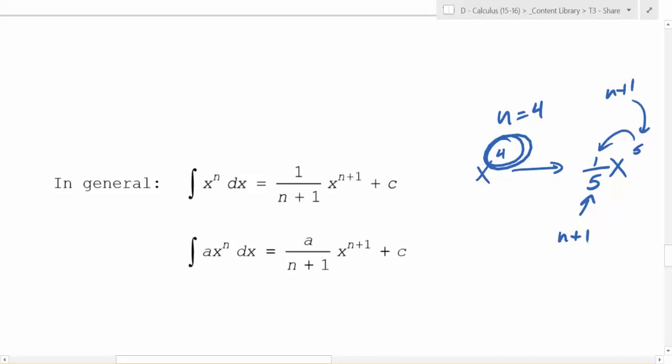Absolutely. Could there be other fractions in play? Absolutely. Does this rule change if you're working with fractions? No, it doesn't change. What's the only difference between this line and the second line? The a.